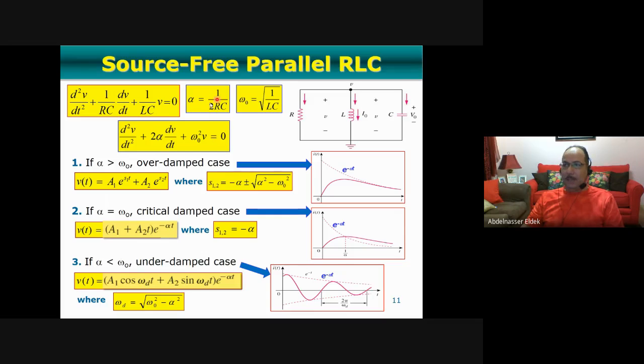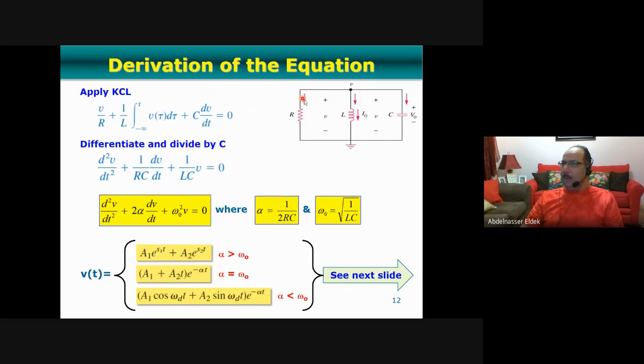Why does alpha look like this? For example, alpha in the other case is R over 2L. Here it is 1 over 2RC. So how? Let us see here. What we have to do is create the equation by using Kirchhoff's current law.